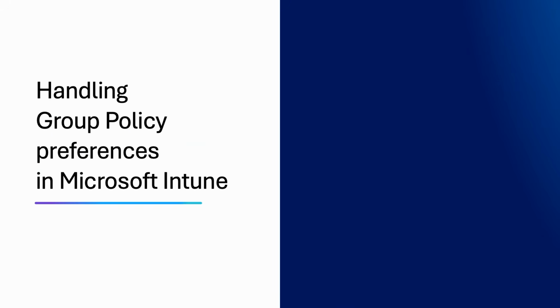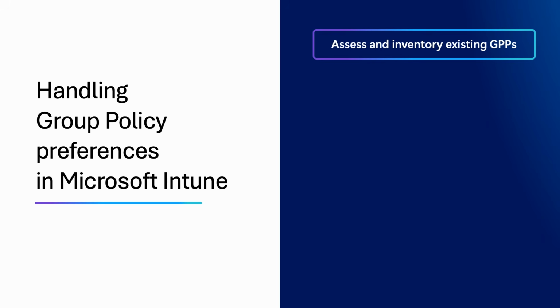Here are some specific recommendations for handling group policy preference functionality when moving to Microsoft Intune or another MDM solution. Start by assessing your current group policy preferences and creating an inventory of the settings in use. Identify which settings are still relevant and which can be retired.